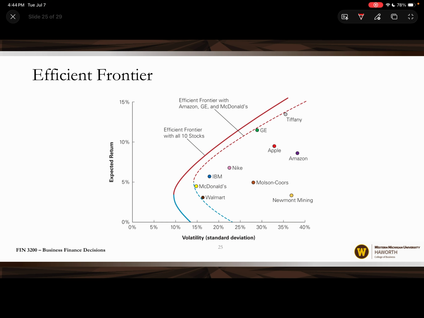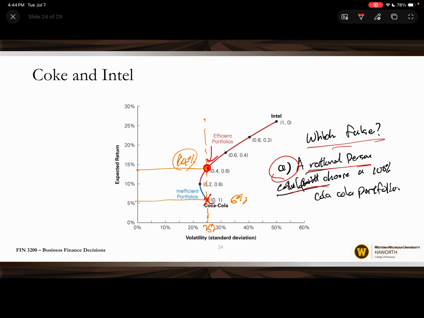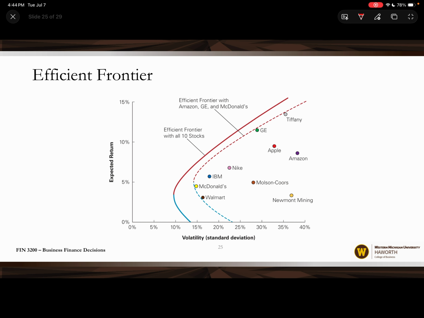Okay, here. So it's very similar to the previous example, but instead of using a two-stock world, we're making things a little bit more realistic and saying there are 10 stocks in the world. So the basic framework is the same. We have the volatility on the x-axis, expected return on the y-axis, and then we have these 10 different stocks. McDonald's, Walmart, Nike, and so on.